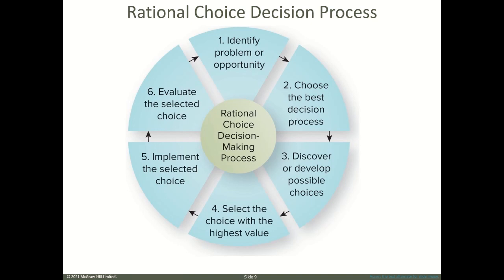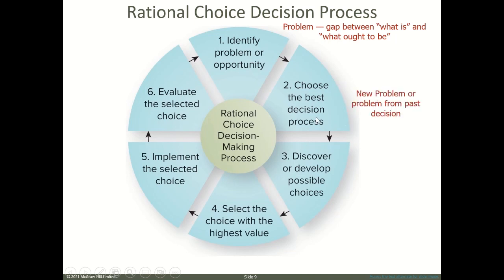Now the rational choice decision process. There are different steps for making a decision, and the first one is to identify the problem or opportunity. For example, what is the problem? A problem is the gap between what is and what ought to be, meaning what should be. This is the current position and what is expected to be. There is a gap between these. This is the problem, and identifying the problem is the first step.